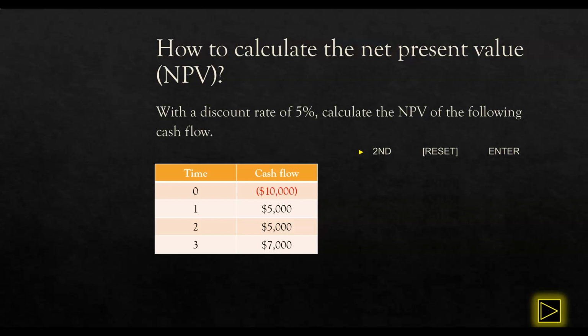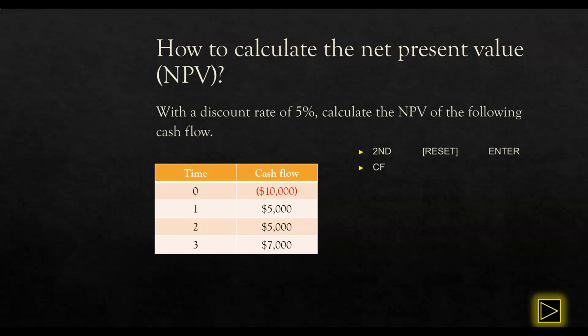Number one, you want to clear the memory, as you always have to do for any kind of calculation that we want to do. You want to do second, reset, and enter. And then you want to access what we call the cash flow worksheet. You can do that by pressing the CF button on your calculator. This is your entrance into the cash flow worksheet.